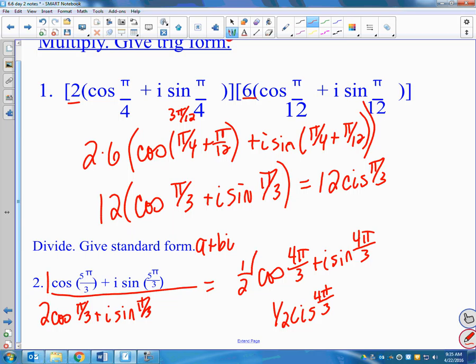And remember, why did they give the sentences on this? To work it out, you just have to plug the values in, which hopefully was the easier part of the homework last night, because you don't have to figure out what theta is. You just have to work it out. So 4 pi thirds is over here, and that's just negative radical 2 over 2, negative radical 2 over 2. And that would be 1 half times negative radical 2 over 2 minus radical 2 over 2 i.